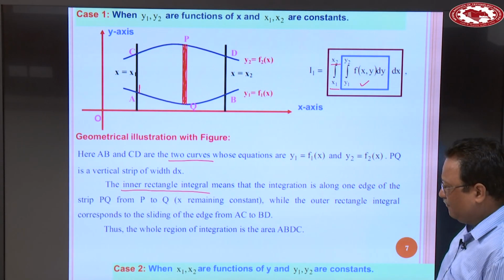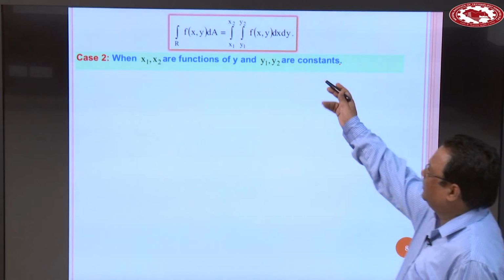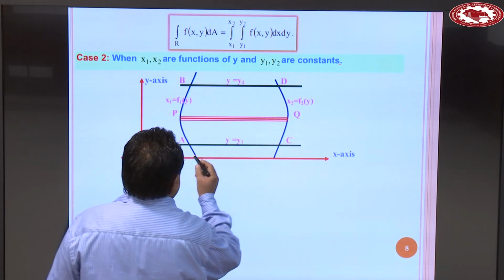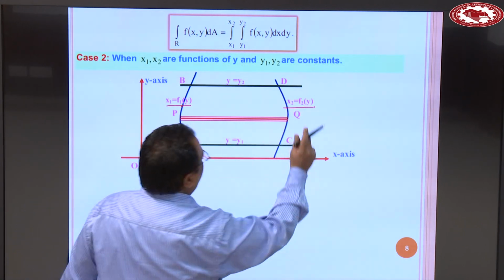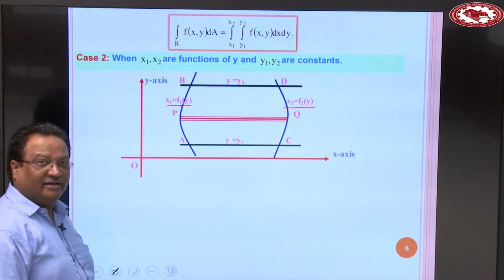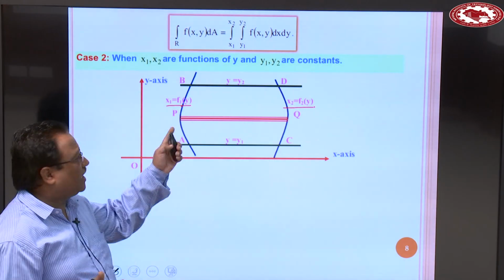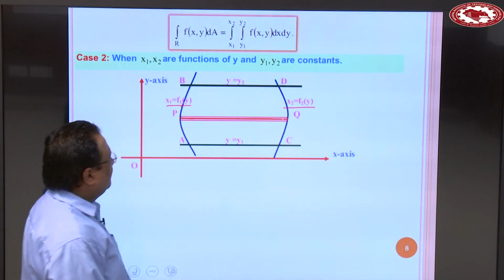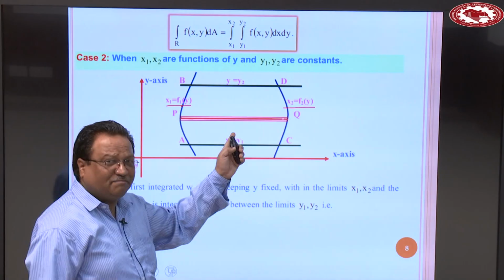Now second case, when x1 and x2 are functions of y and y1 and y2 are constants, then the geometrical representation looks like this. Here x1 is a function of y, x2 is a function of y, and y1 and y2 are constants. I said earlier that you take a strip whose extreme ends stand on the curve path, right. So we consider this type of strip, from P to Q. This means this strip is parallel to the x-axis.